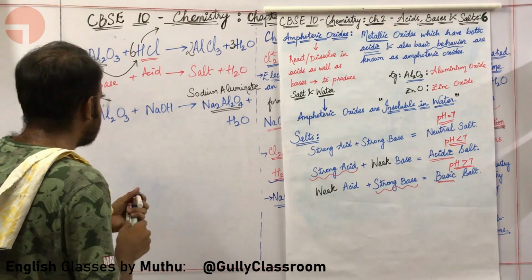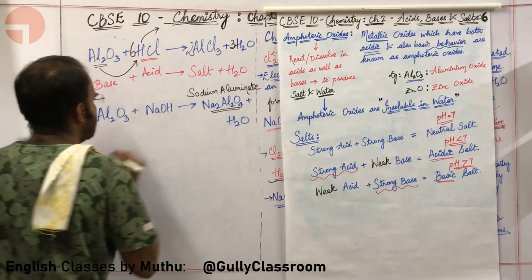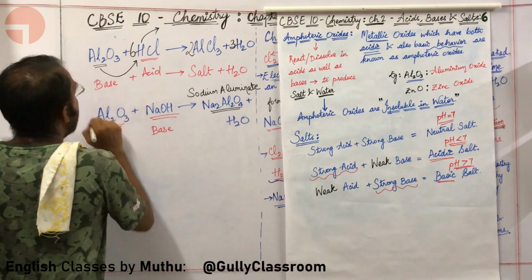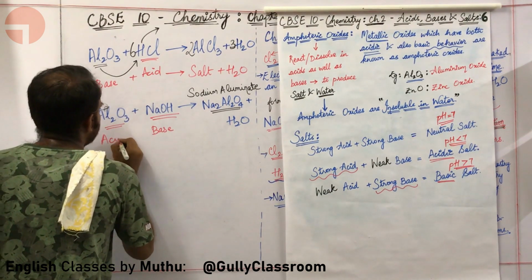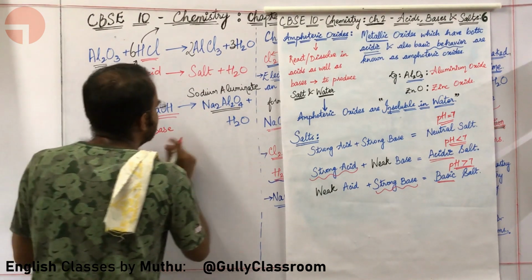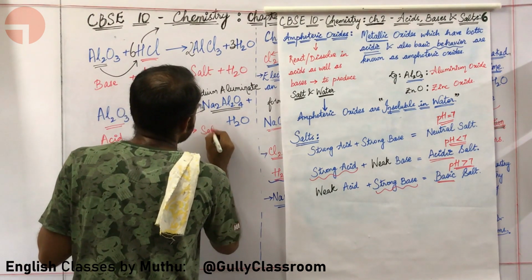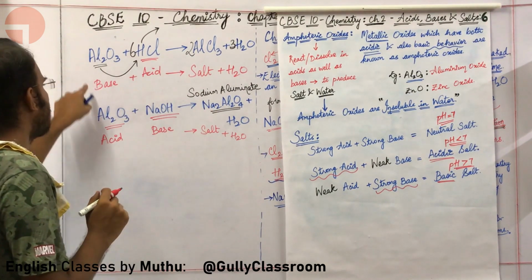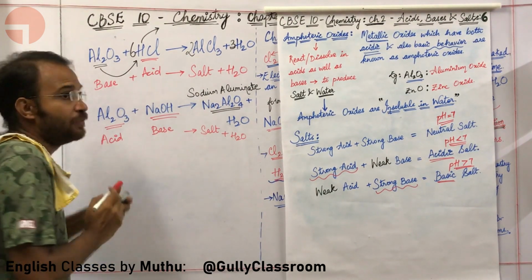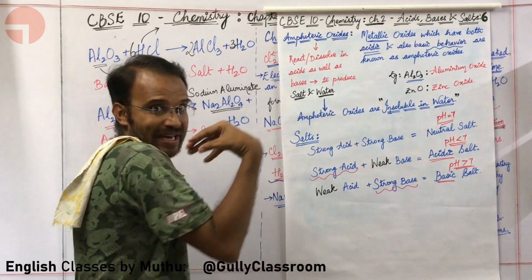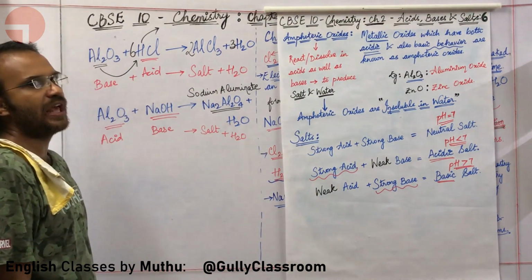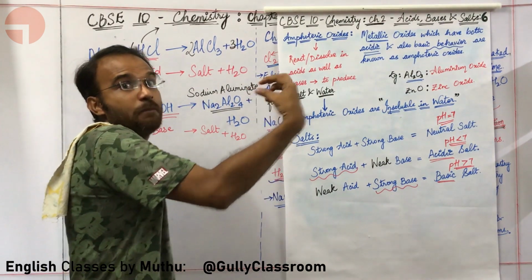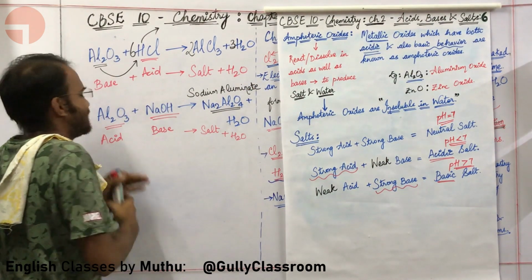Okay, if you notice here, we have taken a base. Caustic soda or sodium hydroxide is a base. Aluminium oxide is behaving here as an acid. Here it is forming salt plus water. So what is the beauty of aluminium oxide? Well, aluminium oxide is reacting with an acid. It is behaving like a base. When aluminium oxide is reacting with a base, it is behaving as an acid.